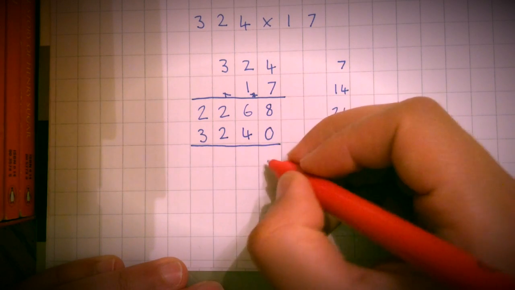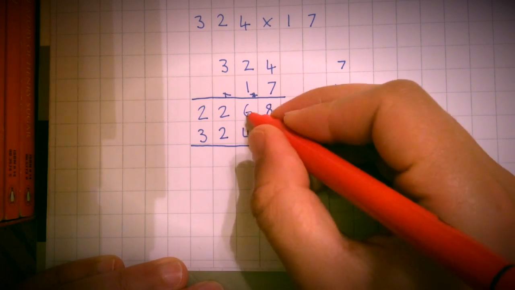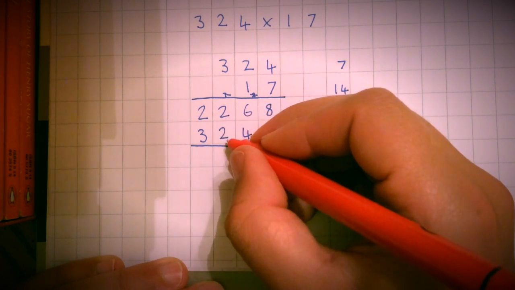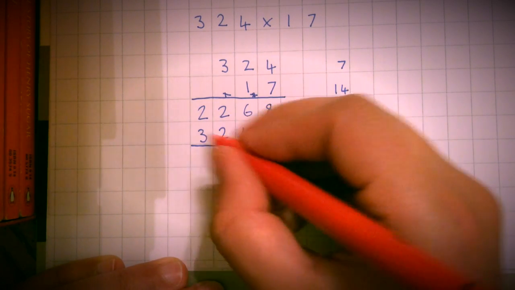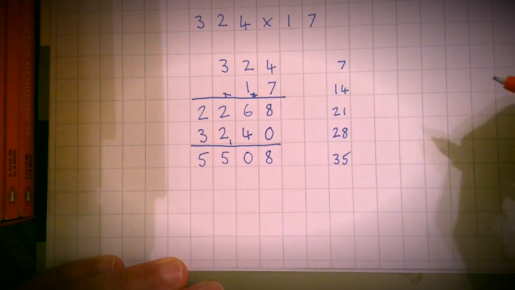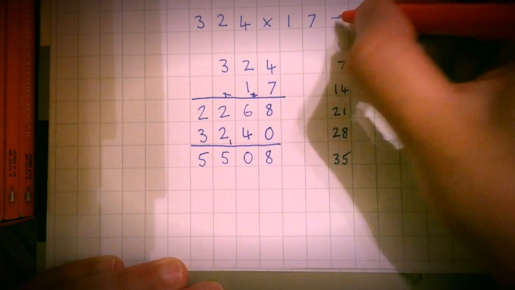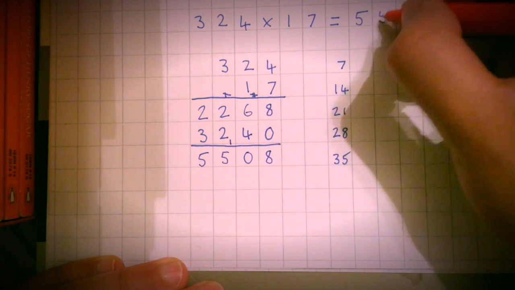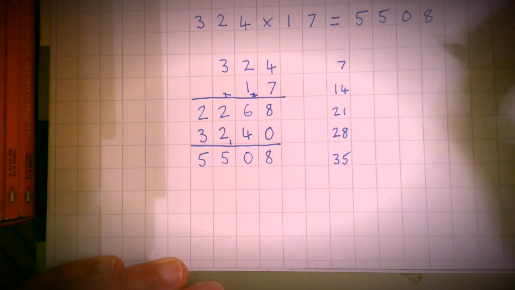So 0 add 8 is 8, 6 add 4 is 10, 2 add 2 is 4, plus 1 would make 5, and 5. So now we know that 324 multiplied by 17 would leave us with 5,508.